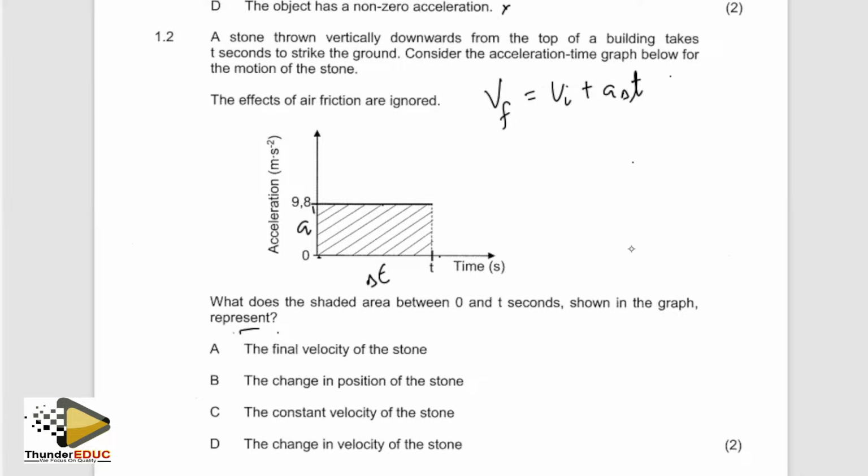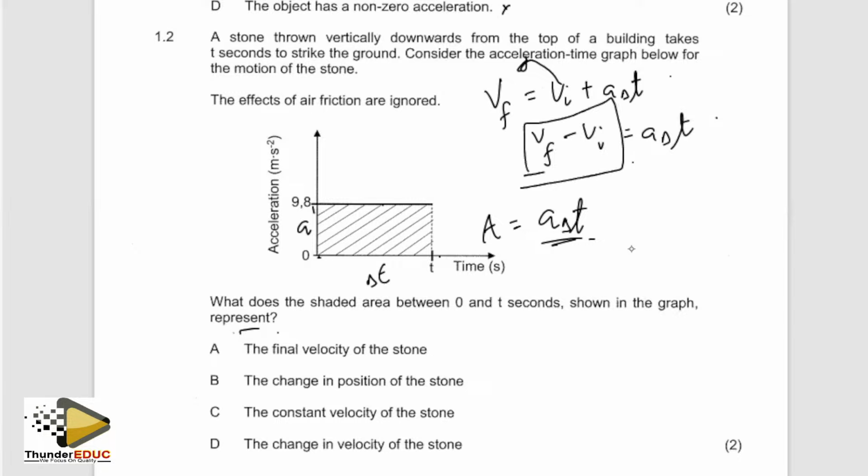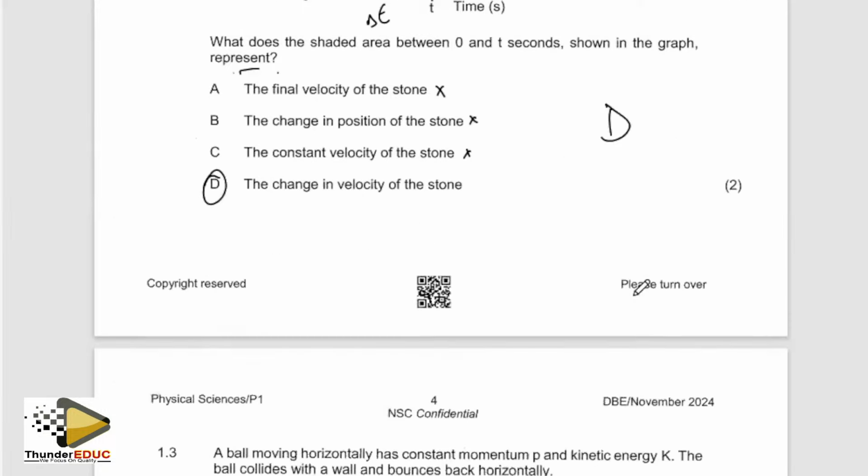The shape is a rectangle, which means the area is just A delta t. So if we move the Vi to that side, V final minus Vi is equal to A delta t. This component here is what we call the change in velocity. Let's look at the options. Shaded area represents the final velocity? No. The change in the position? Nope. The change in velocity, which is option D. All right, then 1.3.